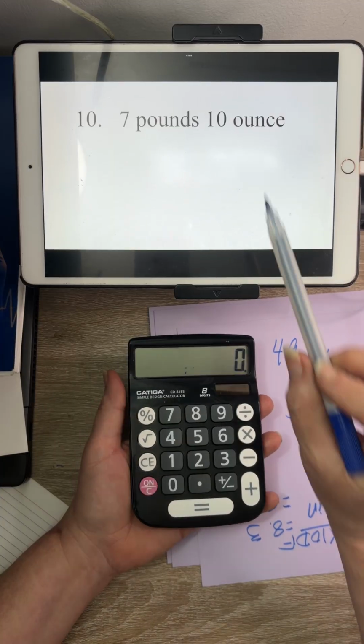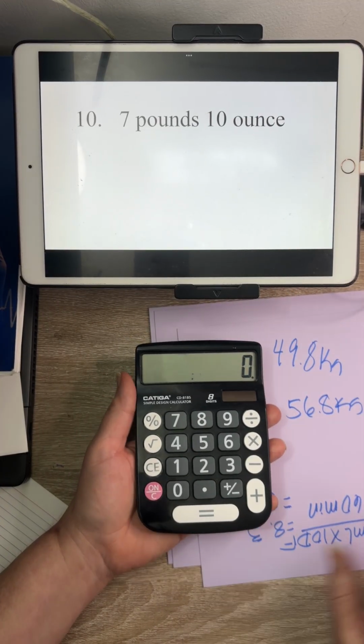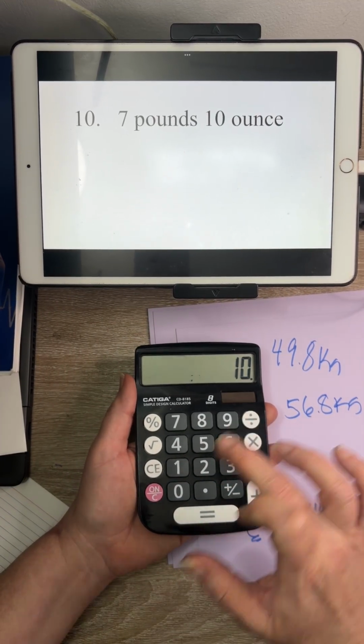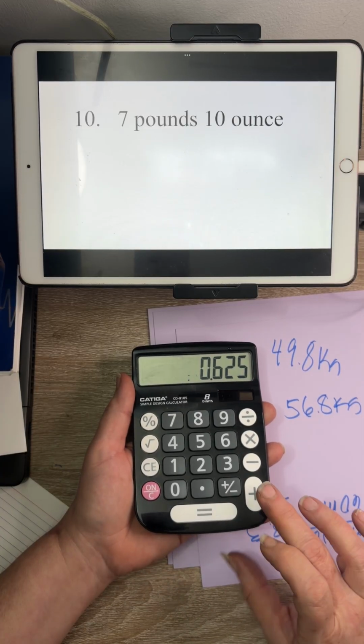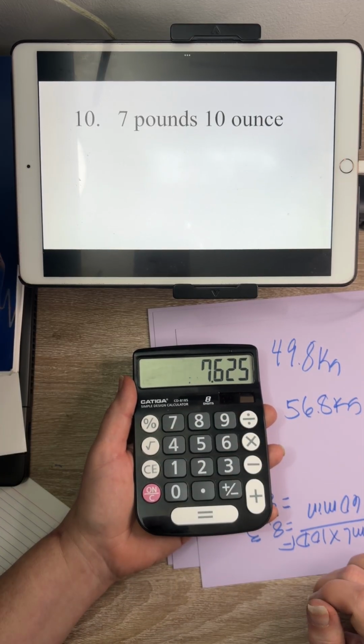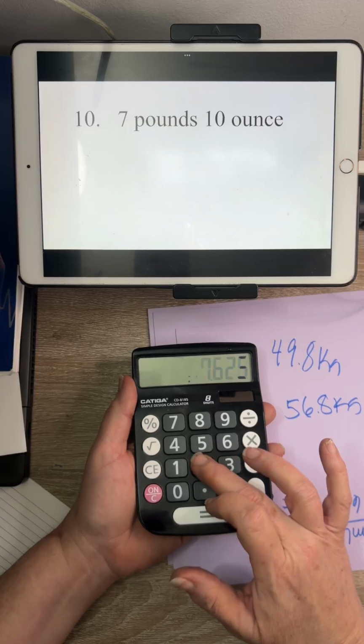Miss Lady. Okay. 7 pounds, 10 ounces. So 10 divided by 16 equals. And then we're adding those other 7. And then we're going to divide it by 2.2.